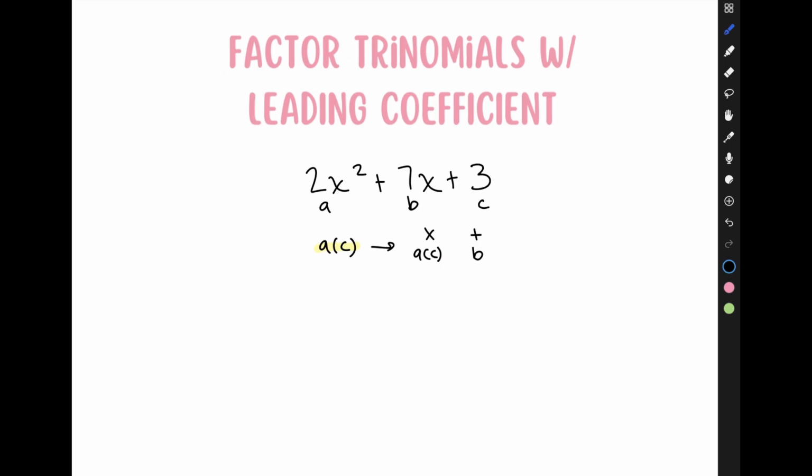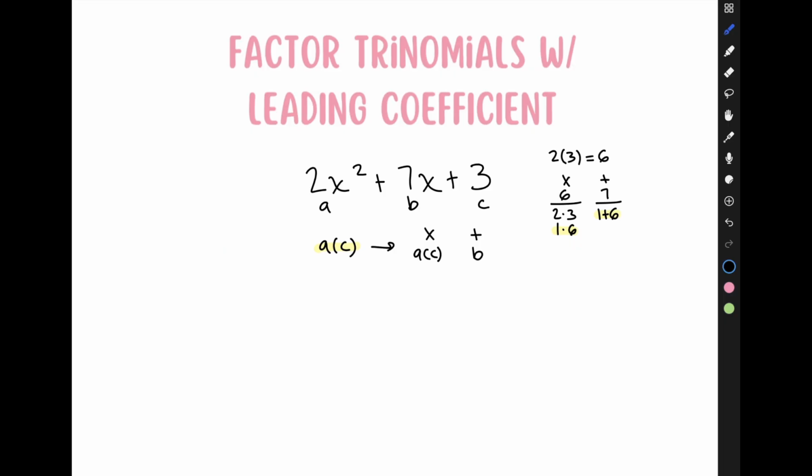Perfect. So A here is 2, C is 3, 2 times 3 is equal to 6. We need to find a number that multiplies to give us 6, but that adds to give us B, which is 7. Perfect. Again, I like to start with the factors of 6. It's 2 times 3, 1 times 6. 2 and 3 is 5, that's not 7, but 1 plus 6 is 7, and 1 times 6 is 6, so 1 plus 6 is gonna work for me. So now we did the first step. We found our two factors.